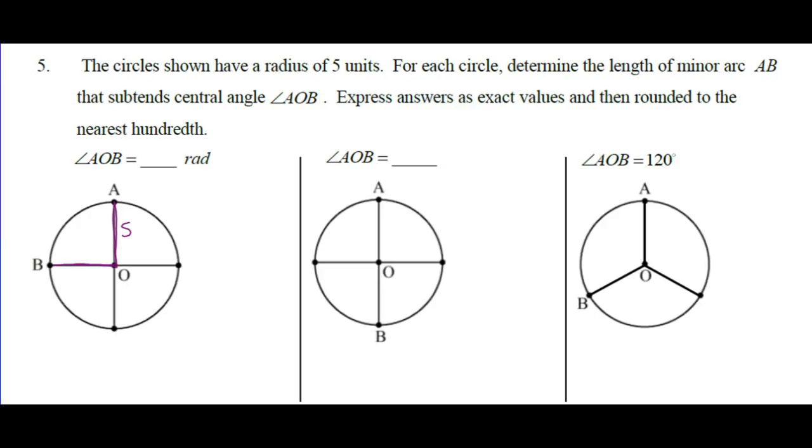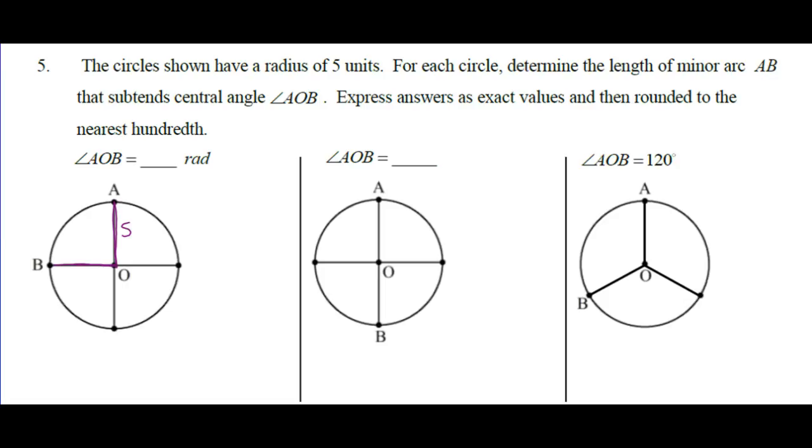Does it ask for the angle or the arc length? For each circle, it wants the length of the arc. Okay, we know what this angle is, right? What's this angle? 90 degrees. We don't do degrees, I'm sorry. It's what? Pi over 2.